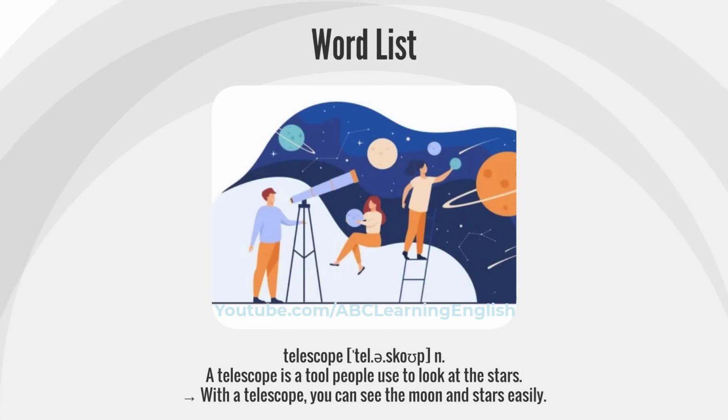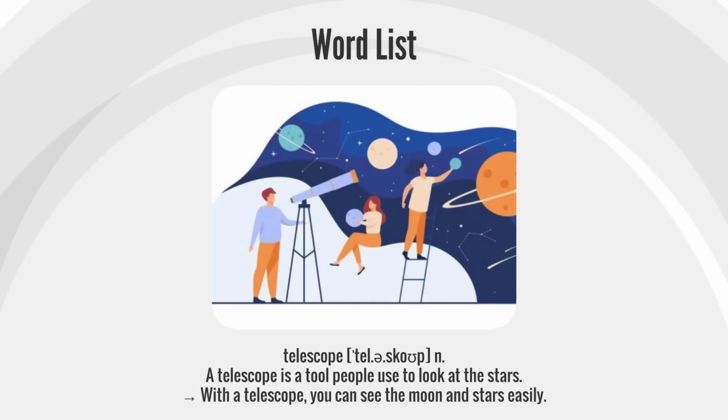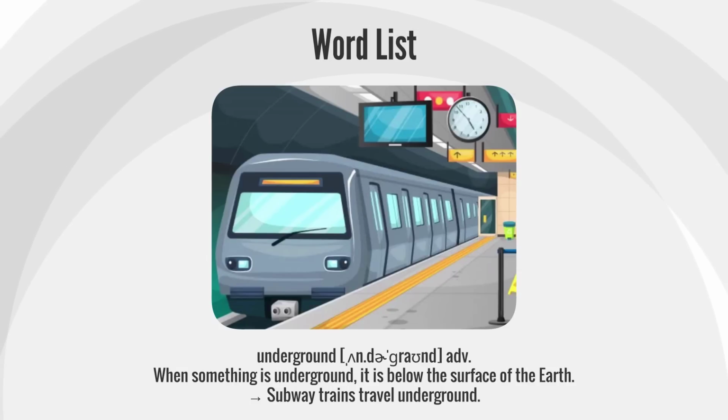Telescope. A telescope is a tool people use to look at the stars. With a telescope, you can see the moon and stars easily. Underground. When something is underground, it is below the surface of the earth. Subway trains travel underground.